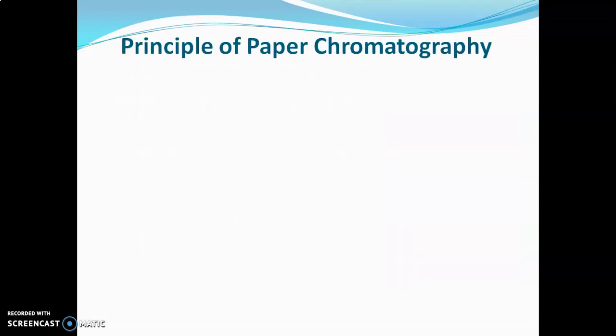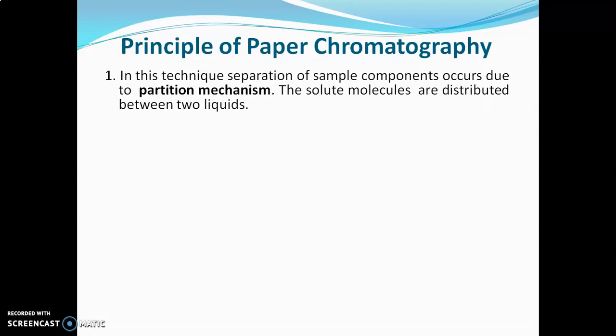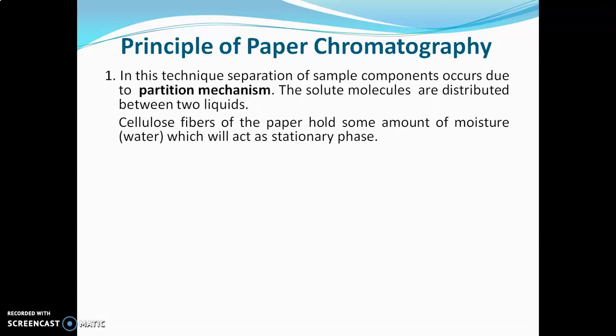Principle of paper chromatography. In this technique, the separation of sample components occurs due to partition mechanism. The solute molecules are distributed between two liquids. Cellulose fibers of paper hold some amount of moisture, that is water, which will act as stationary phase. Now, as we know, paper is made up of cellulose fibers. It has 98% alpha cellulose and some amount of beta cellulose. Some inorganic matter is there and some soluble matter is there.